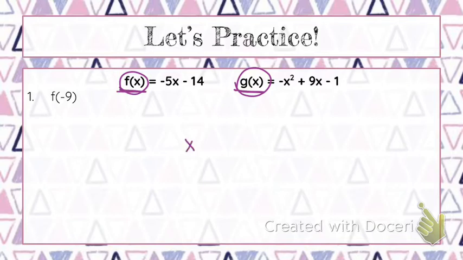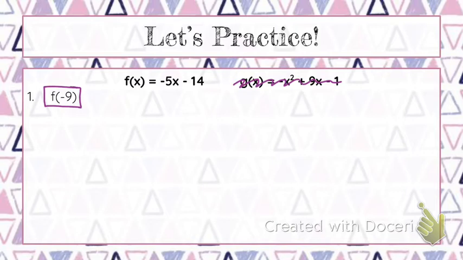Just like x is a variable and y is a variable, but the fact that they're different letters tells us that they are different variables. So since these functions have different letters, we know that they are different functions. So number 1 asks for f of negative 9. Since we're using f, we don't even care about g. Ignore it for this problem.